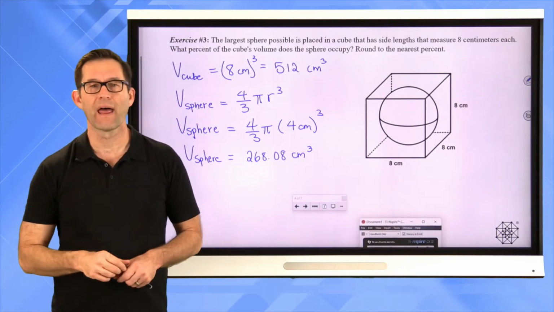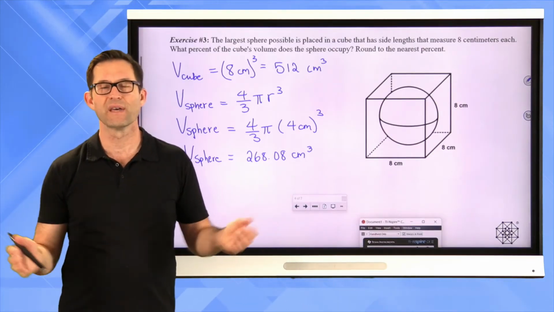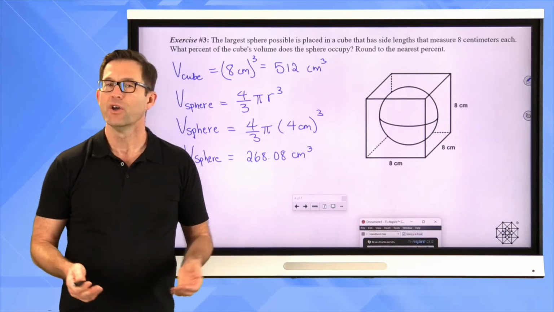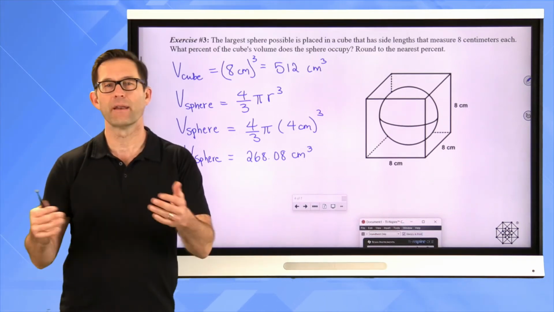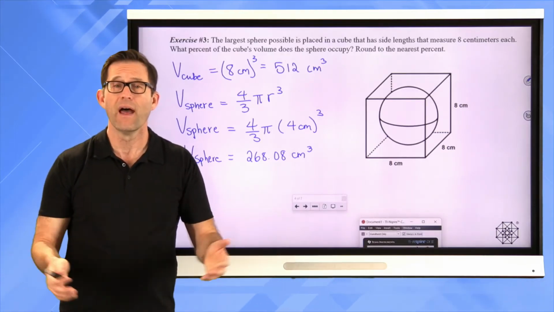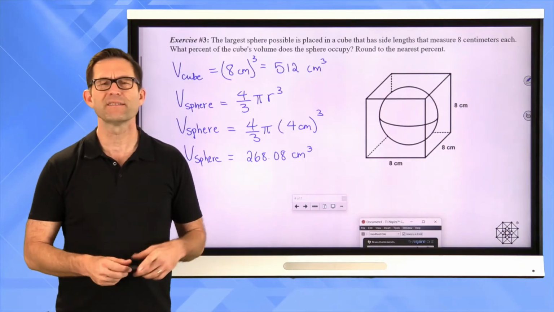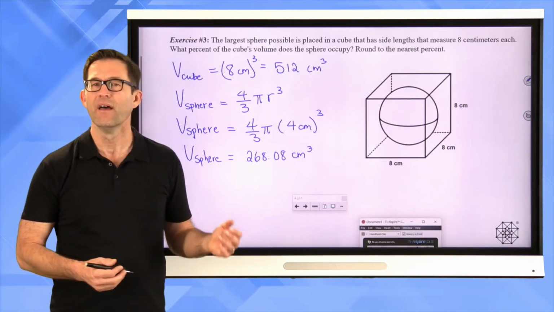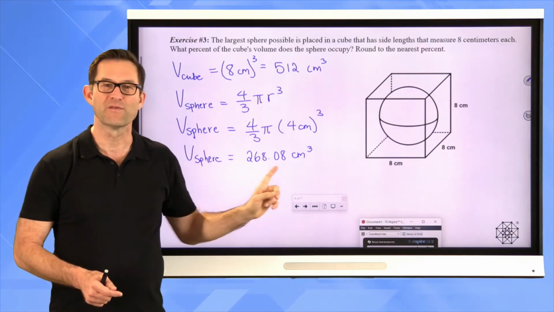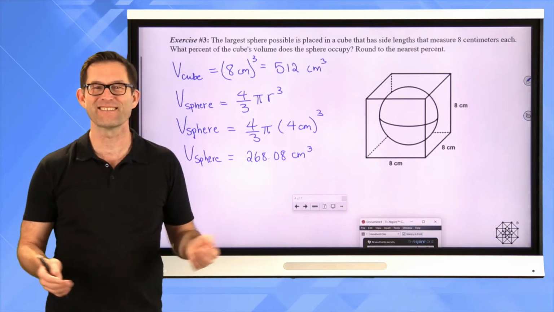Now, percent, okay? Don't make this harder than it has to be. If you just took a test and let's say the test was out of 45 points, and you got 39 out of 45, you would do 39 divided by 45, and you'd get some messy decimal. And then you'd be able to think about what that decimal means in terms of a percent. That's exactly the same situation here. I could think of it as being a test that has 512 points on it, and the sphere got 268.08 points on this test, if you will.